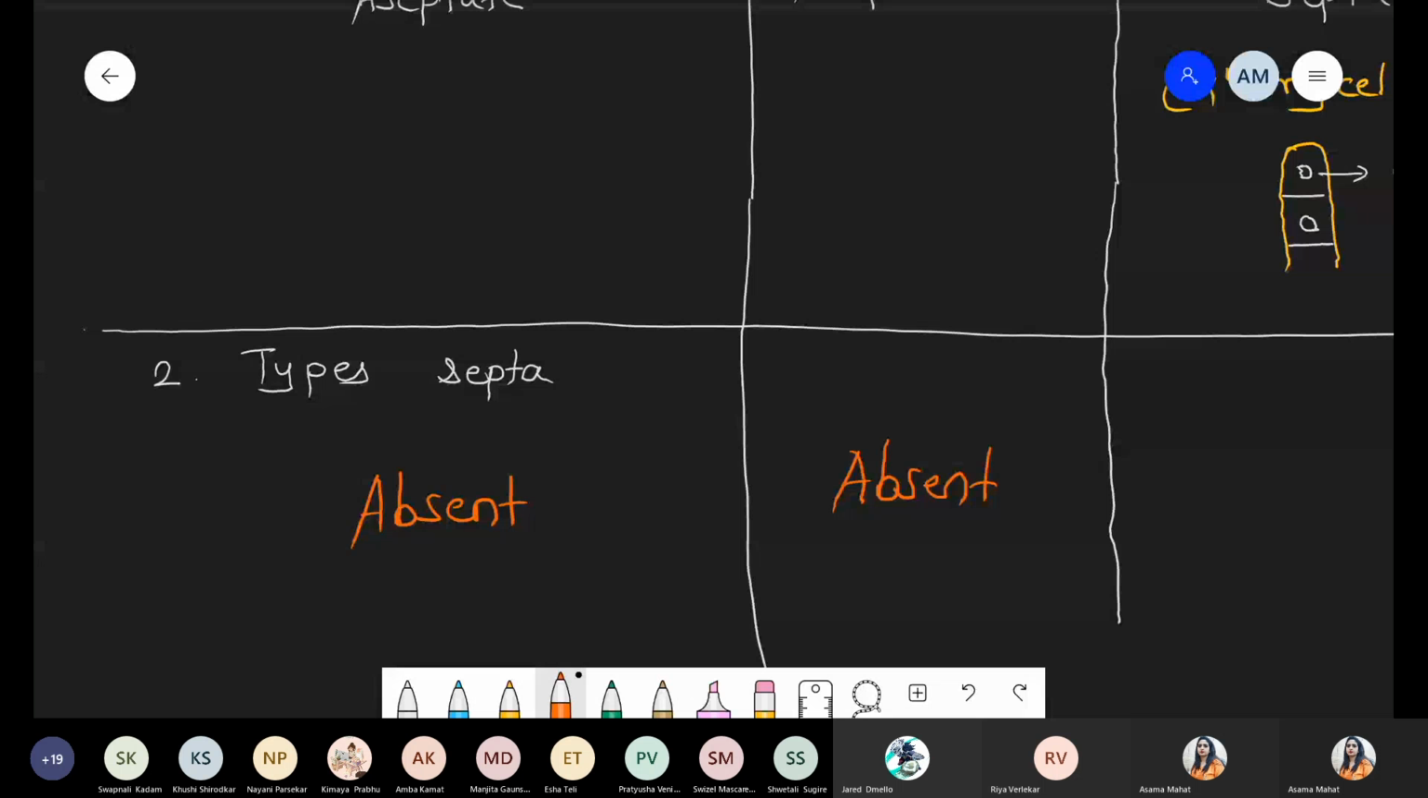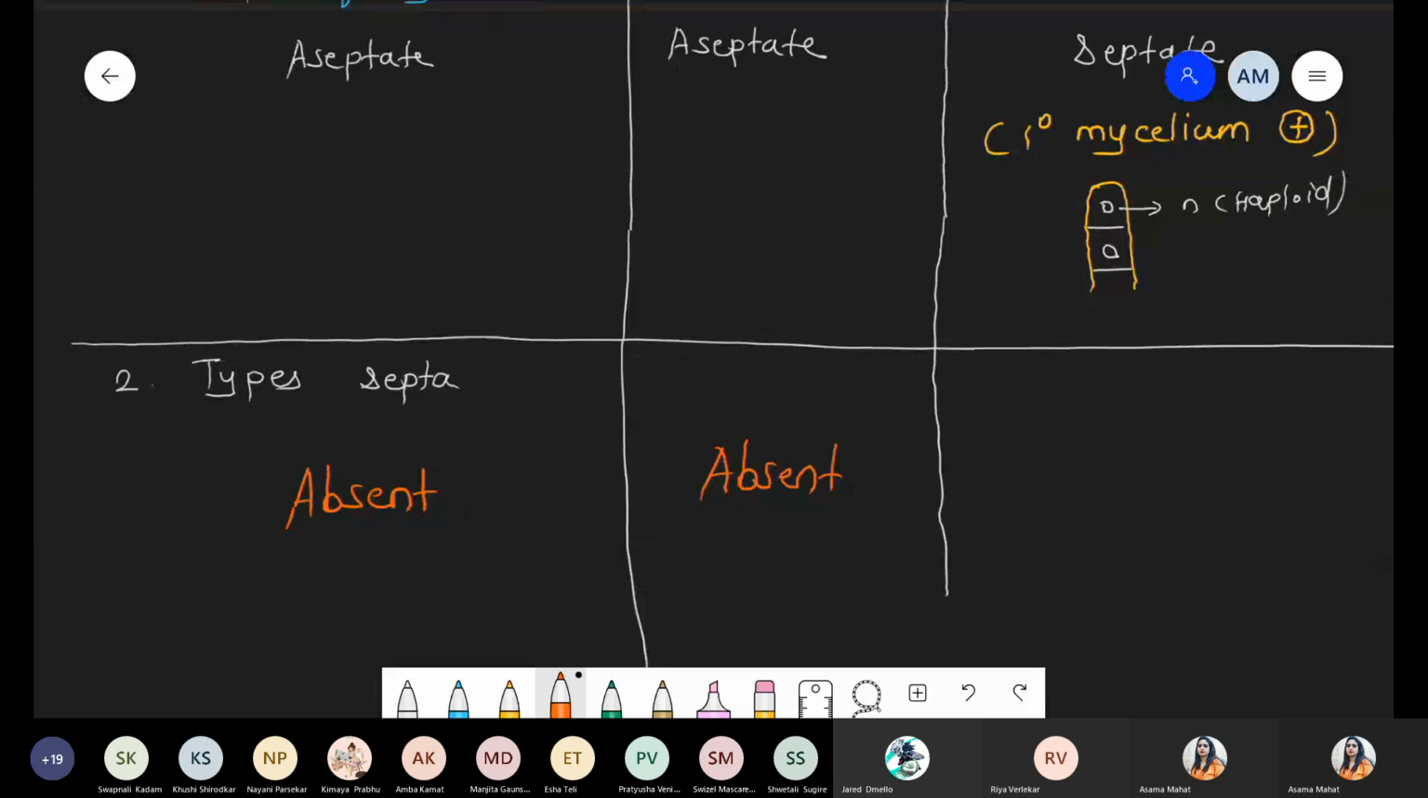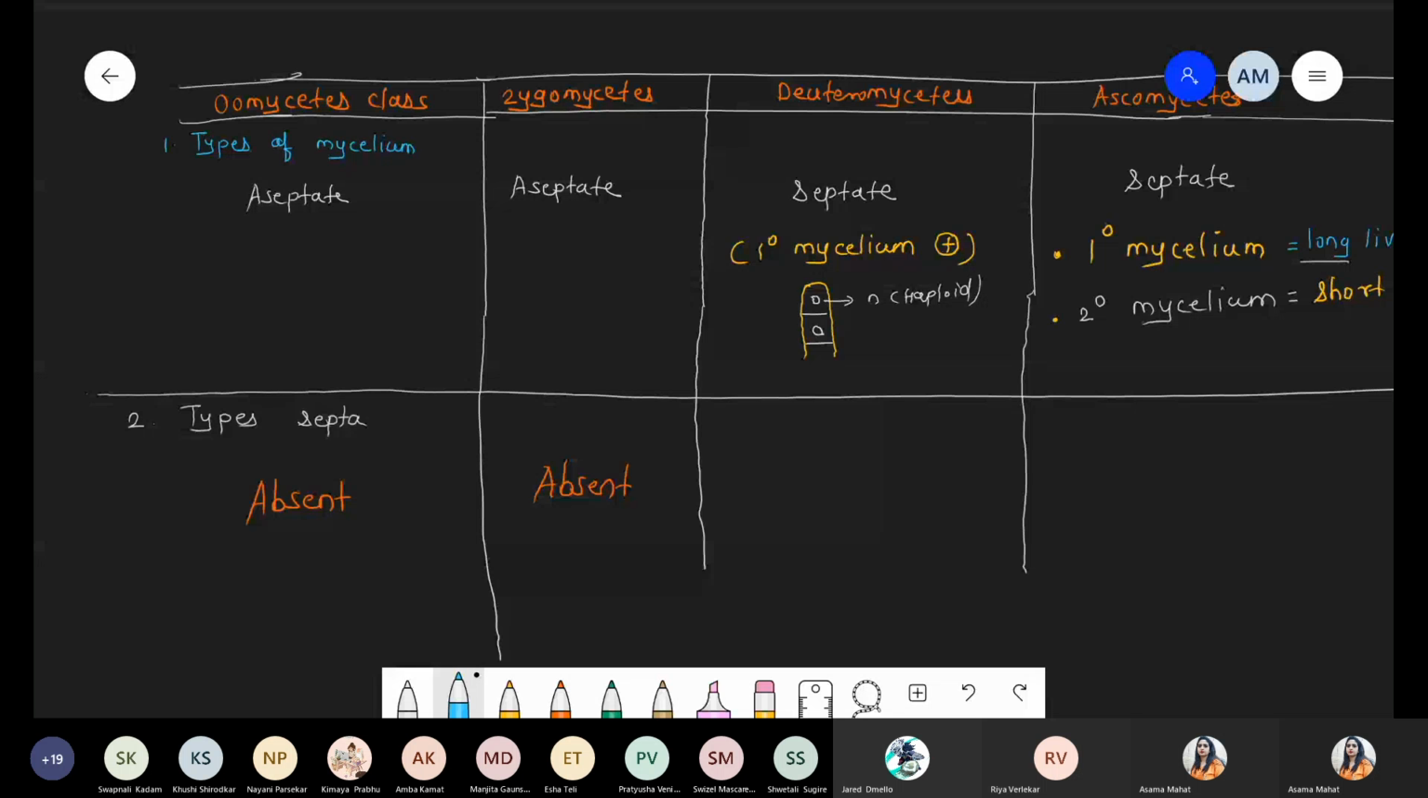But when you discuss Deuteromycetes as well as the ascomycetes, they have simple pore septa. They have the simple pore. And what is the meaning of the simple pore? Simply, a single pore is present between the two filaments or the two mycelium. Under which group? Under the Deutero and the asco. So just quickly check: first two primitive, septa is totally absent.